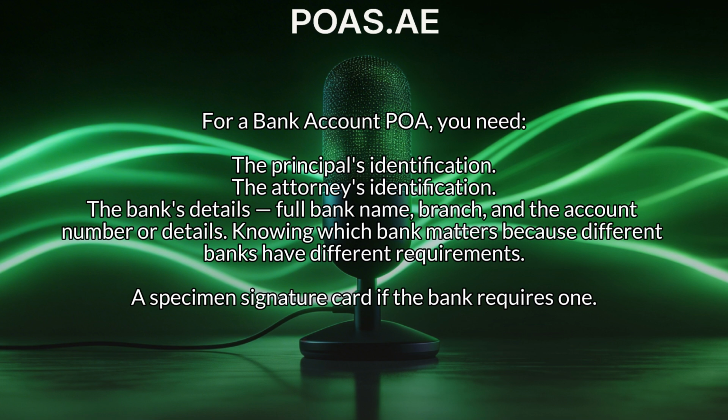For a bank account POA, you need the principal's identification, the attorney's identification, the bank's details: full bank name, branch, and the account number or details. Knowing which bank matters because different banks have different requirements. A specimen signature card if the bank requires one.